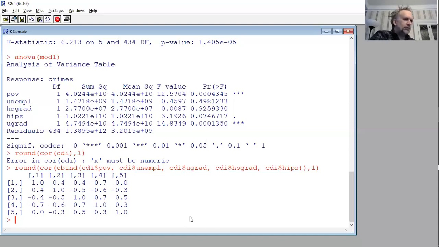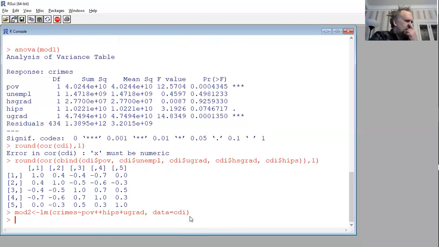So let's redo this. We'll call it mod 2 now and make this equal to LM. Let's try to reuse the call here, and we'll just take university grads. We'll take the hipsters, I guess. Don't really want to, but we'll take them. Somebody's got to take them, right? And poverty. Okay, and we'll call this mod 2.